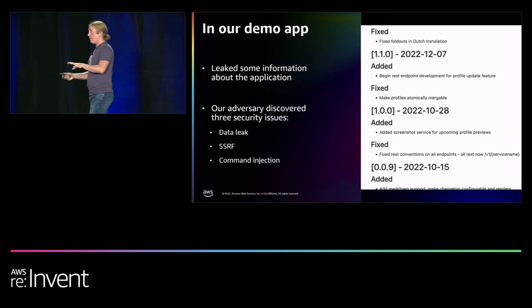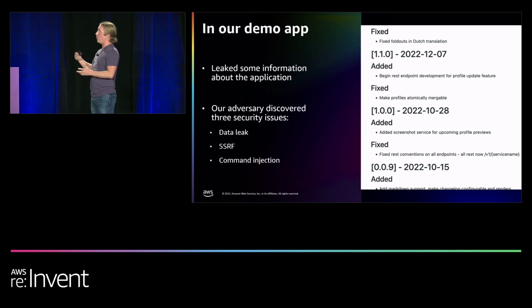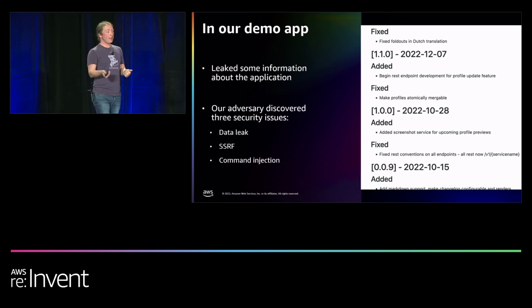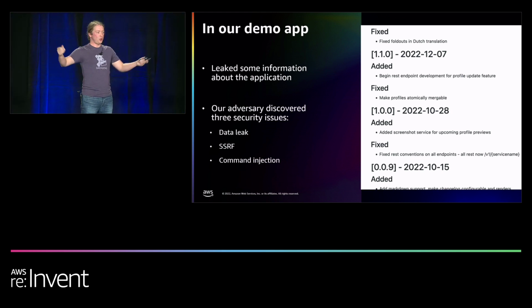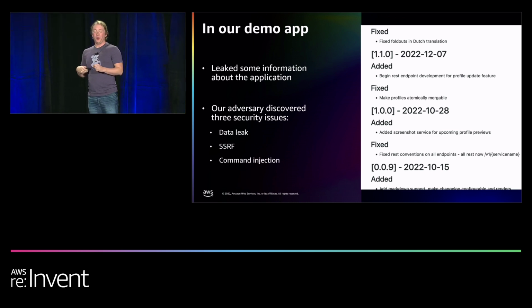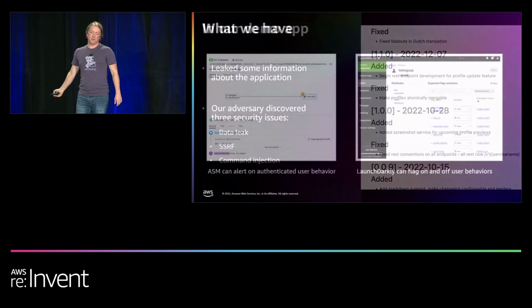So if we go back to our demo app, inside the demo app, we have some information that's been leaked about the application itself. We have data leak, an SSRF, and the inclusion of this thing that we call a command injection, which is where the app actually shells out to a sub-process to execute something on the command line, and we can just arbitrarily ask it to do more than was intended. It'll carry that out and return also still, oddly, the desired response.